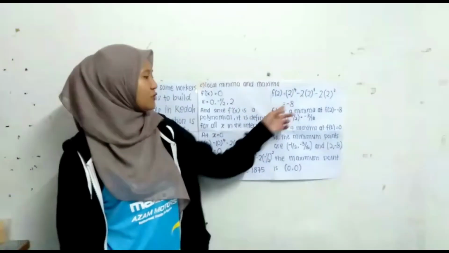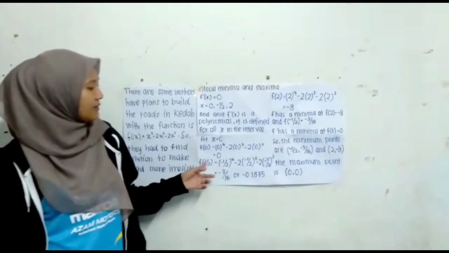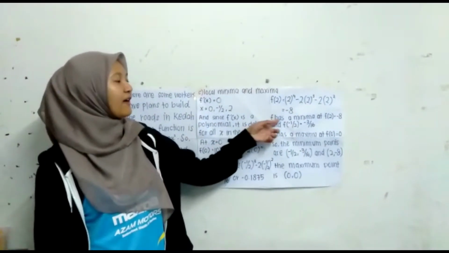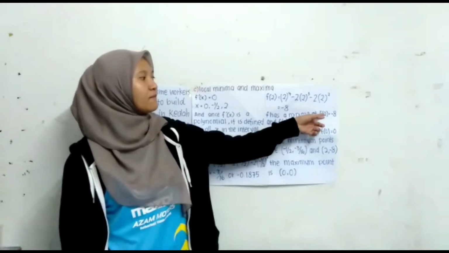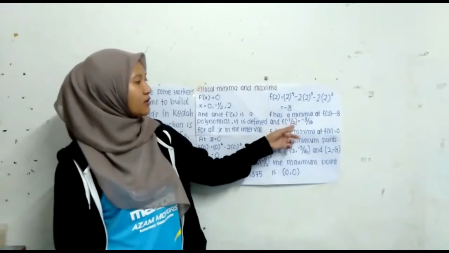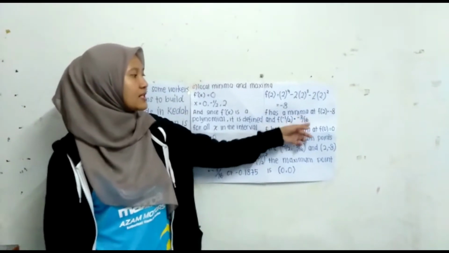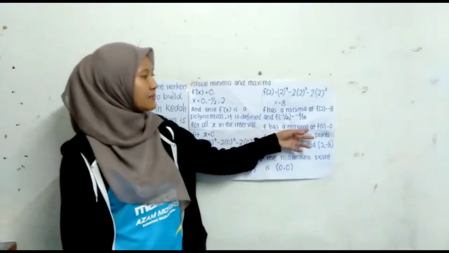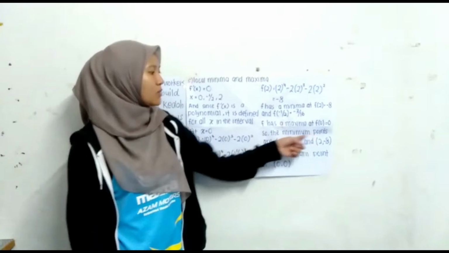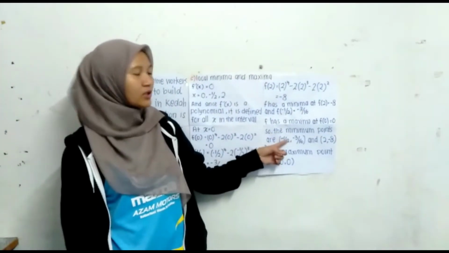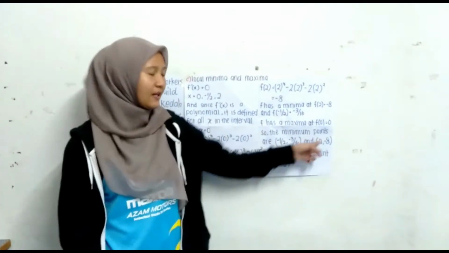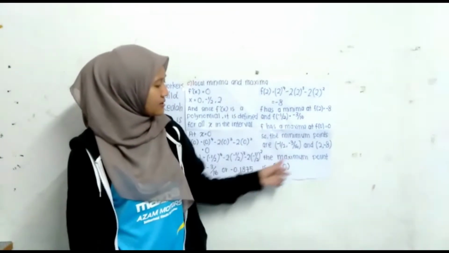The negative sign shows the minimum, and the positive shows the maximum value. So f has a minimum at f(2) equal to negative 8, and f(negative 1 over 2) equal to negative 3 over 16. And f has a maximum at f(0) equal to 0. So the minimum points are negative 1 over 2 and negative 3 over 16, and 2, negative 8. The maximum point is 0, 0.